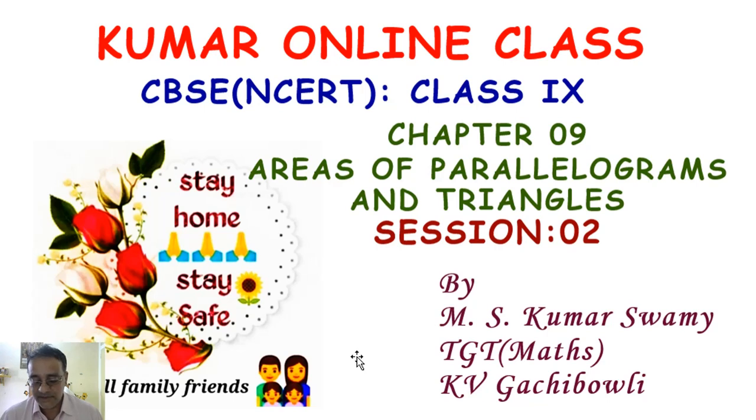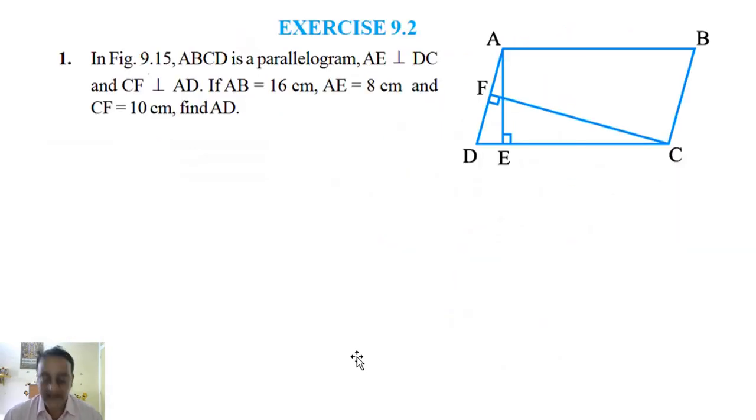और फर्स्ट सेशन में सारे थ्योरम्स हम लोग कर लिए थे. Now first exercise also we have completed. Now we are going to do some questions from the second exercise and third exercise. This is the first question from the second exercise. In figure 9.15, ABCD is a parallelogram.